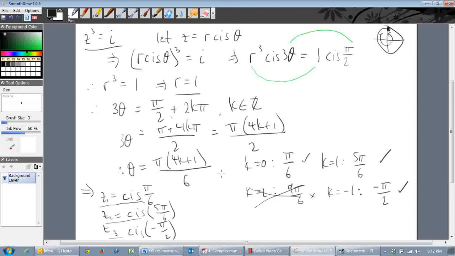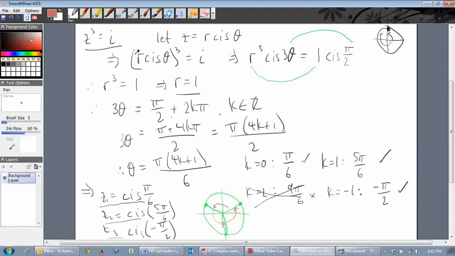And what you'll notice is if we put them on an Argand diagram, where are these things? Cis pi on 6, so that's roughly there. Cis 5 pi on 6 is there. And cis negative pi on 2 is there. You'll see that all of those are equal distance apart from each other. They divide the circle into 3 pieces, and they all have the same modulus. So there we go. That's how you do a cube root.